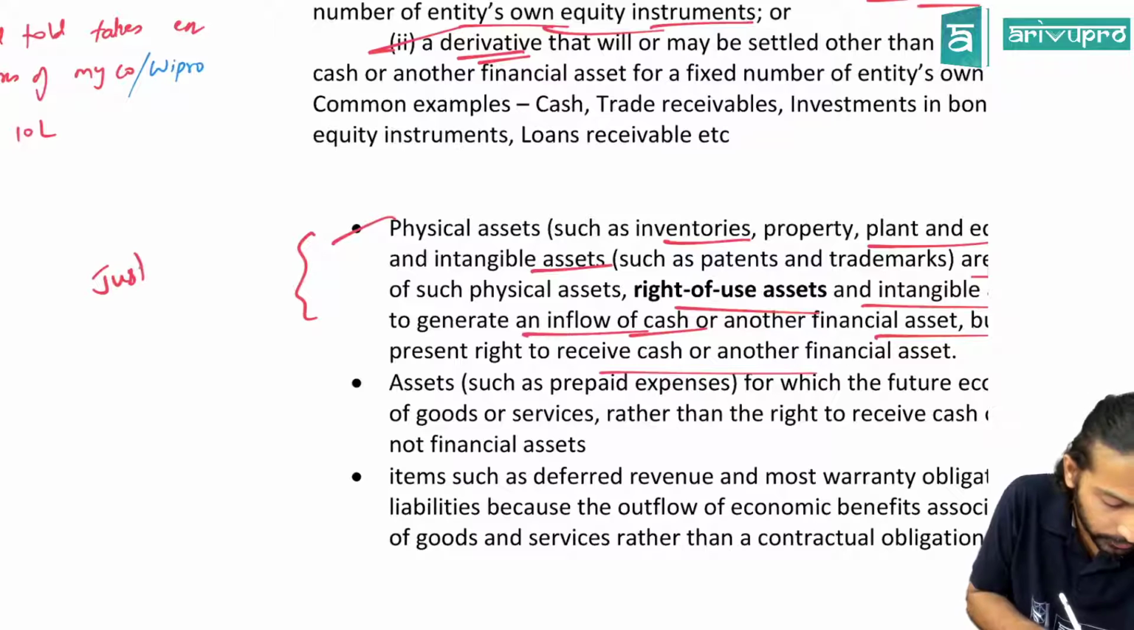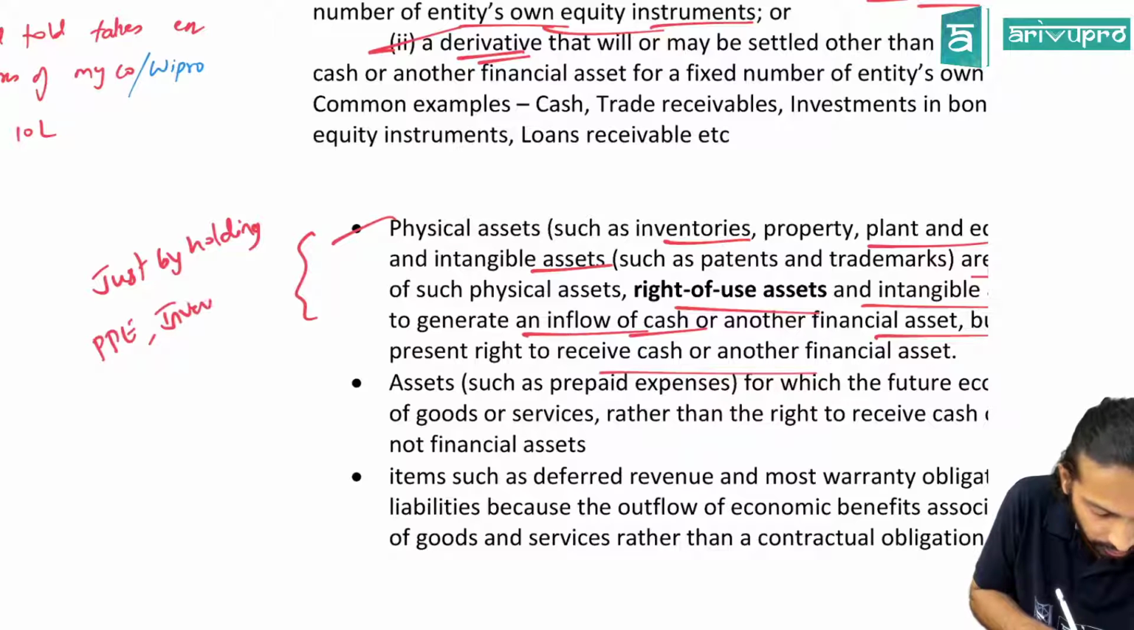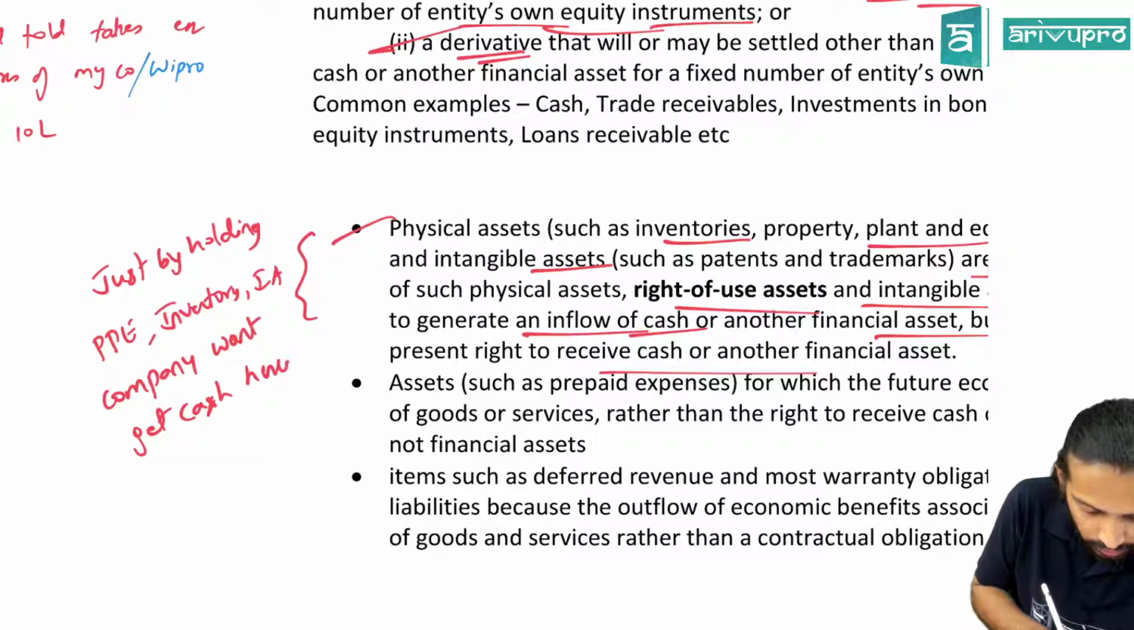Just by holding PPE, inventory, intangible asset, the company won't get cash. Can I write it that way? Company won't get cash. Hence, it is not a financial asset.